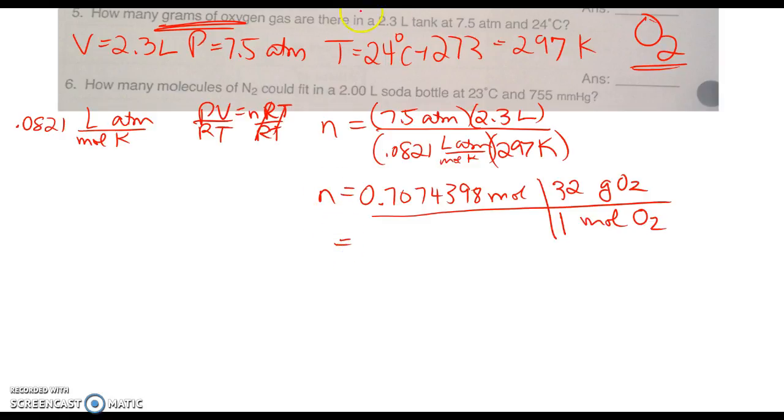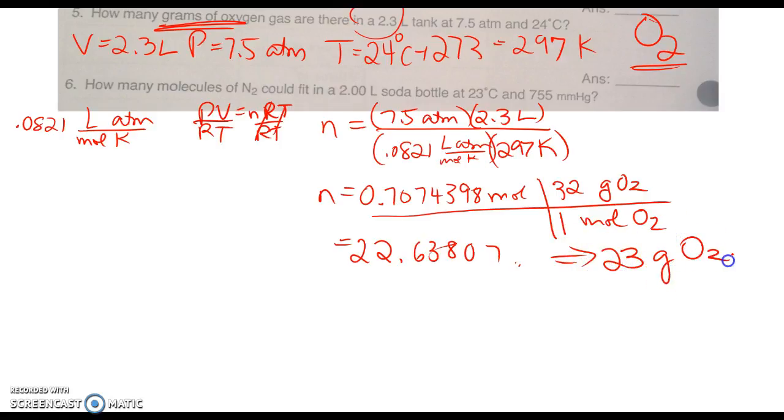Now, let's see about sig figs. I got 2 sig figs. Well, the number looks like this, 22.63807, blah, blah, blah. 2 sig figs just means 23 grams of O2, doesn't it? If 2 sig figs is correct, but double check that.